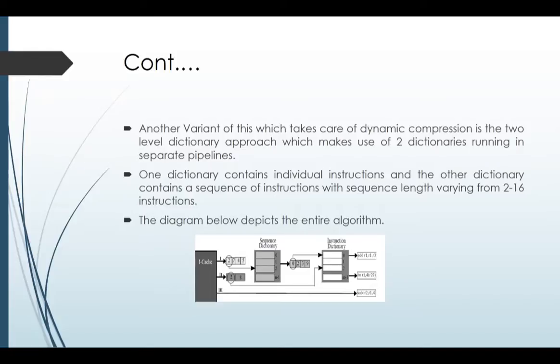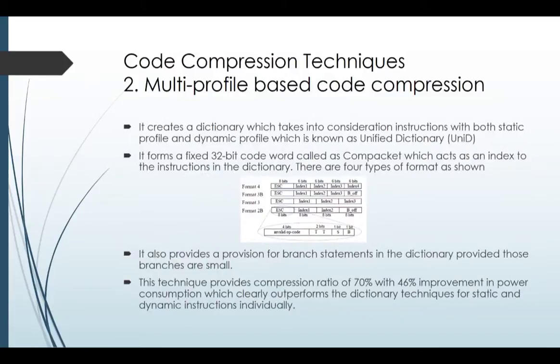Hence, to overcome this, the multi-profile based code compression technique was developed. In this technique, a dictionary is created known as a unified dictionary, which is basically a blend of static instruction profile and dynamic instruction profile. It also has a provision for branch instructions, provided that the branch offset is small. It stores the 10 most significant bits of the branch offset inside the dictionary.